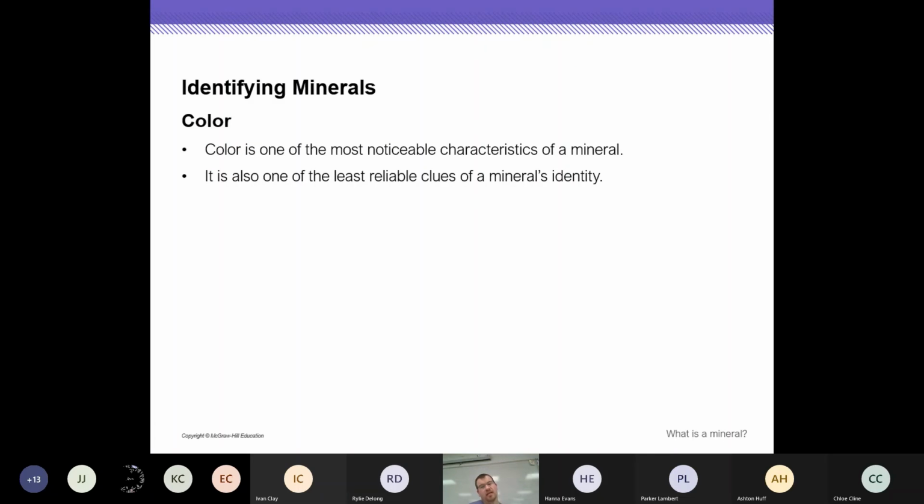We have color, and that's one of the most notable characteristics of a mineral. I mean, you just look at it and, oh, there's a color. Unless you're colorblind, you wouldn't use this characteristic. This is one of the most unreliable ones to use. You really wouldn't want to depend on it. This is one of the last characteristics you really jump to find.